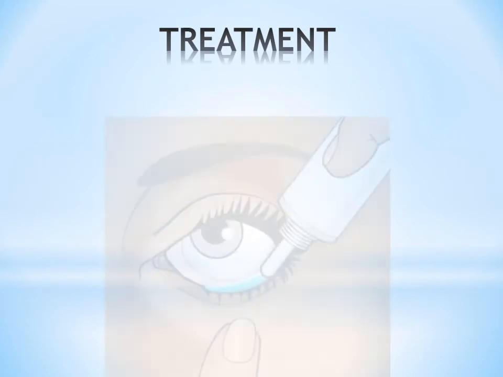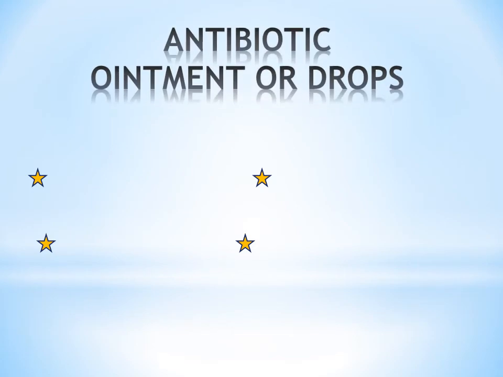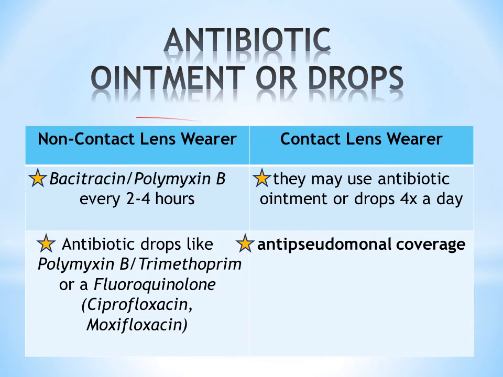Now, let's talk about the treatment for acute corneal abrasion. Doctors usually prescribe antibiotic ointments or drops. For patients who don't wear contact lens, they can be given bacitracin with polymyxin B to be applied every 2 to 4 hours, or antibiotic drops like polymyxin B with trimethoprim, or a fluoroquinolone like ciprofloxacin or moxifloxacin.